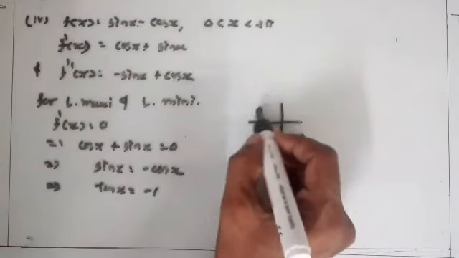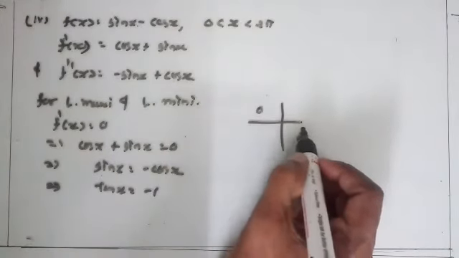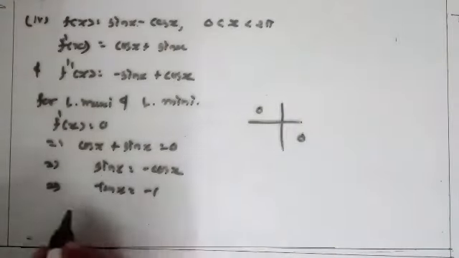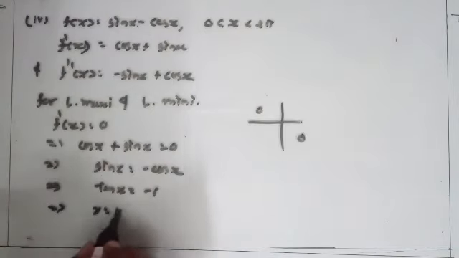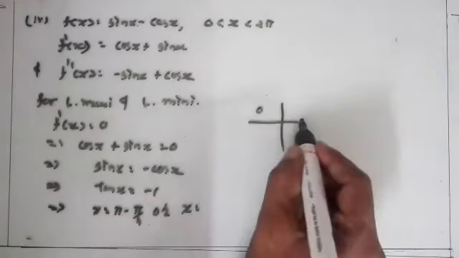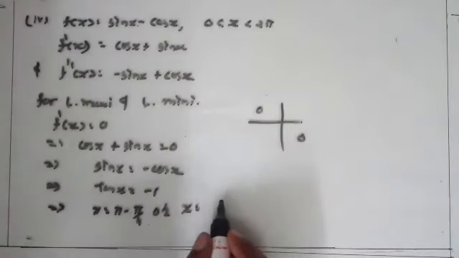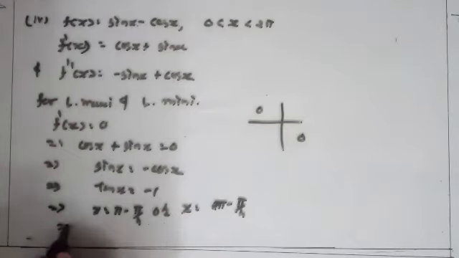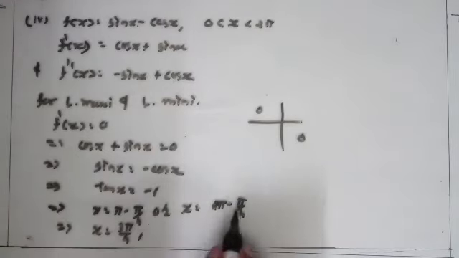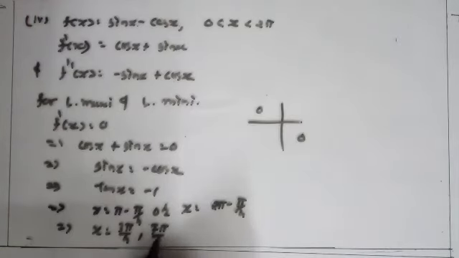So x lies in the second quadrant or in the fourth quadrant and the value of tan x is minus 1. So pi minus pi by 4. So this implies x is equal to pi minus pi by 4 or x is equal to 2 pi minus pi by 4. Clear? So this implies x is equal to 4 pi minus pi, that is 3 pi upon 4, or x is equal to 7 pi upon 4. Here we have two values of x.